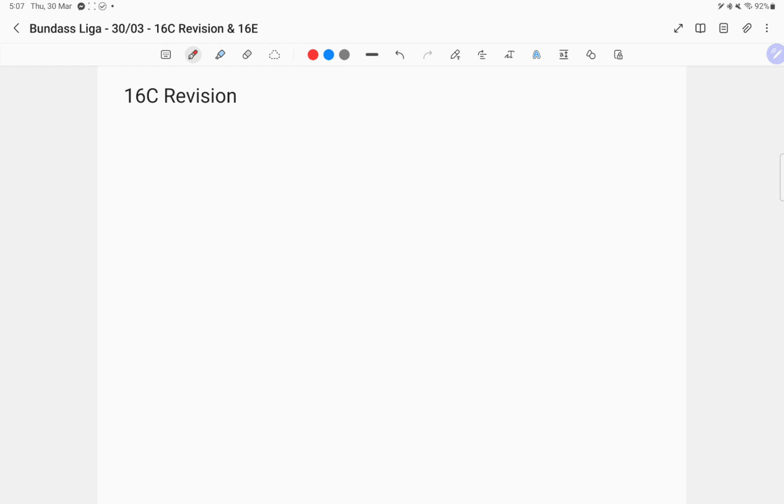Okay, hint for you. 16C was about variance. So that's one concept, and the other one is interquartile range. Right? How do we calculate the variance again?